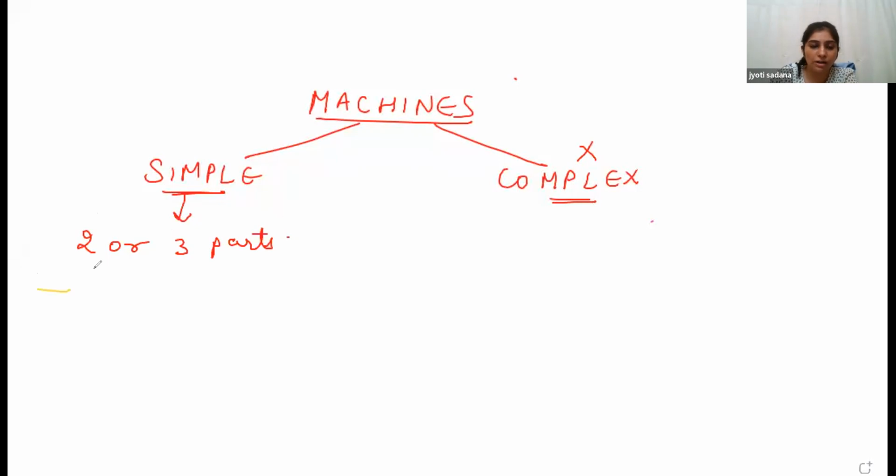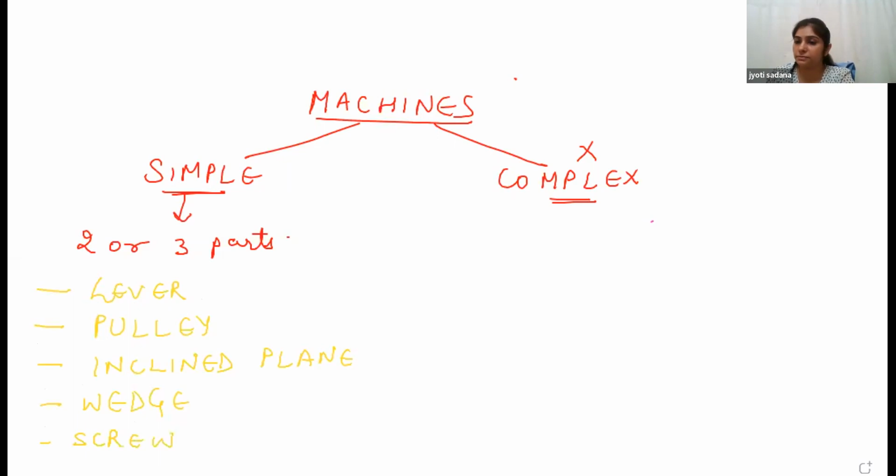First one is your lever. Second one, like your pulley. You might have heard these words. Third one, like your inclined plane. Fourth one, like your wedge. Okay, I repeat again. Lever, pulley, inclined plane, wedge, screw. Okay, so these are all the examples of the simple machines which we are going to discuss in detail. Is this much clear?